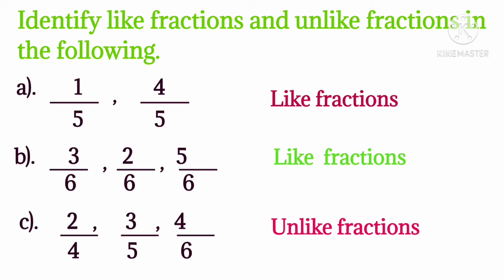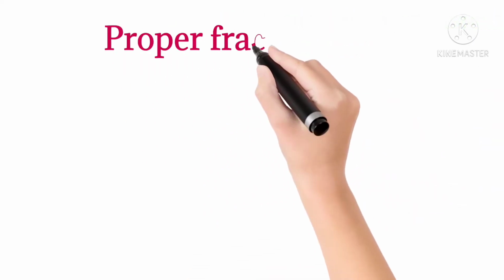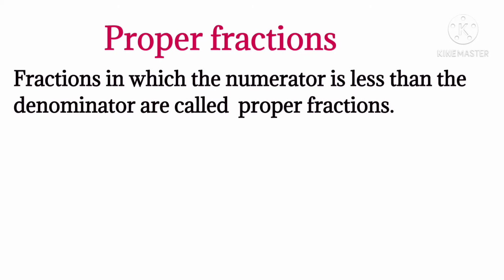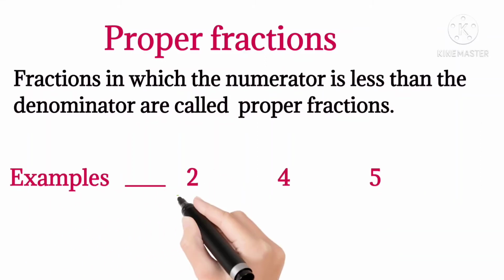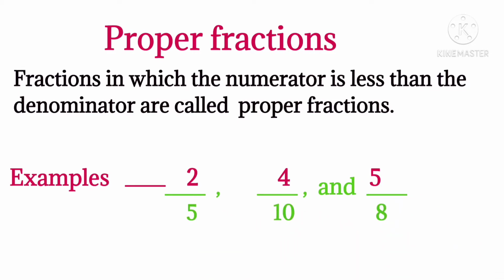Next, what is a proper fraction? The fractions in which numerator is less than the denominator are called proper fractions. Examples: 2 by 5, 4 by 10, 5 by 8. Here, numerators are lesser than the denominator.